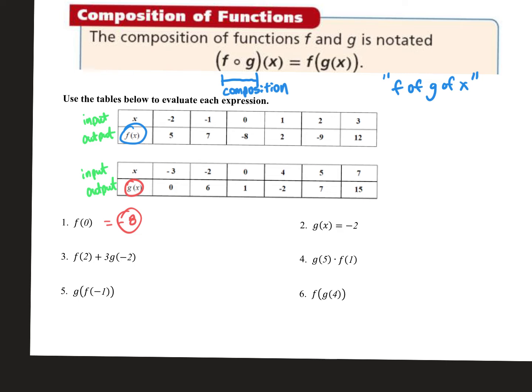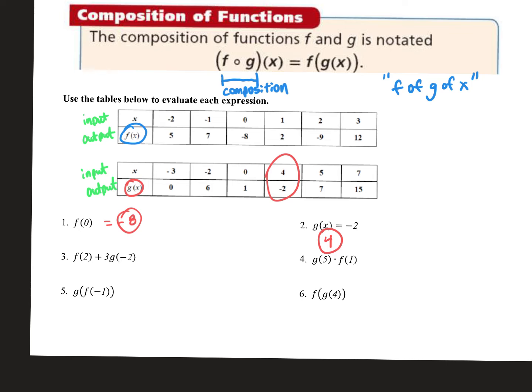All right, number 2, g(x) = -2. In this problem, they're asking you to find what input is required to have an output of -2 for function g. So if you look at our table for function g, my output is -2 when my input x is 4.